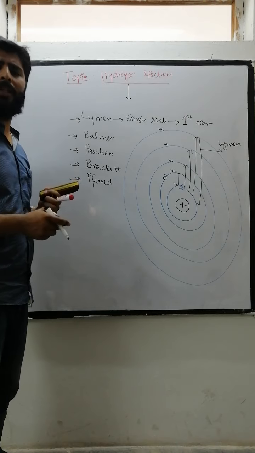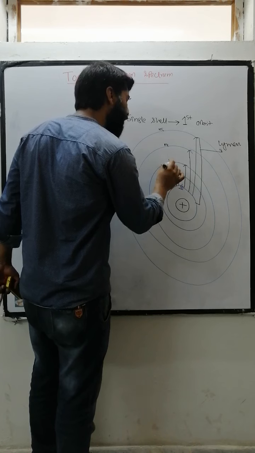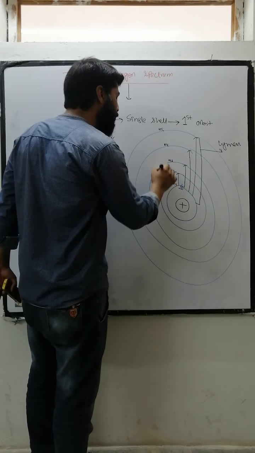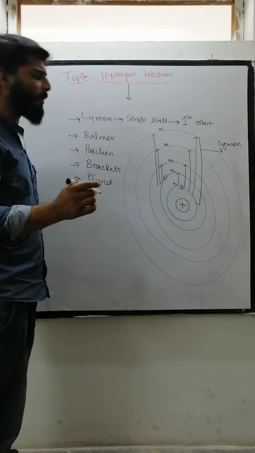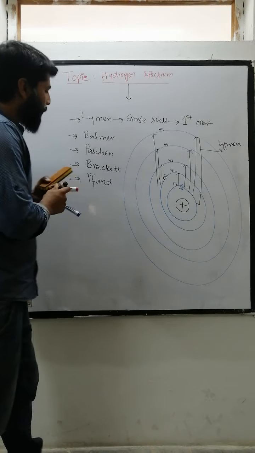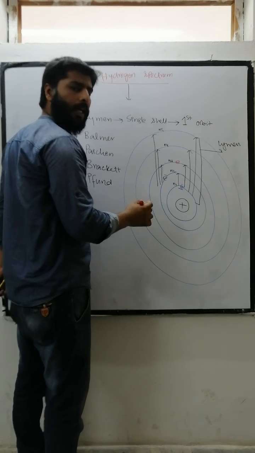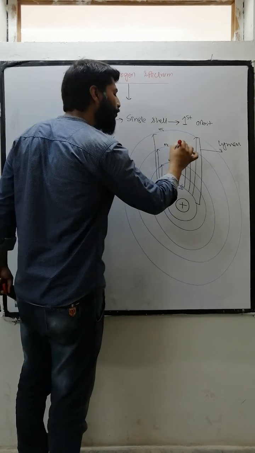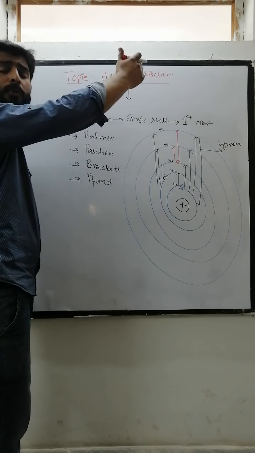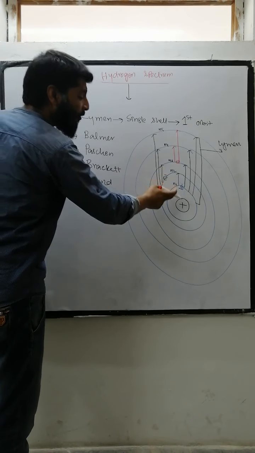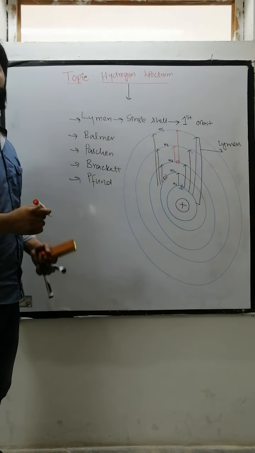According to Balmer series, electron revolves around the nucleus in hydrogen atom in second energy level, and it will jump from N2 to N3, N2 to N4, N2 to N5. Similarly, Paschen said that electron is revolving in third energy level, and it will jump from N3 to N4, N3 to N5, N3 to N6, and so on. It may jump from N1 to infinity, N2 to infinity, and N3 to infinity.